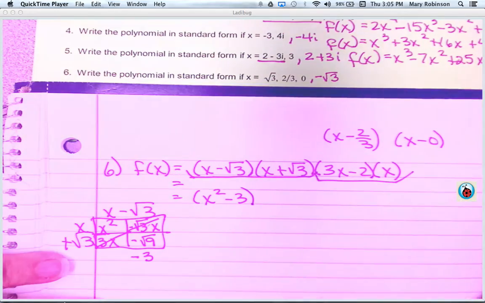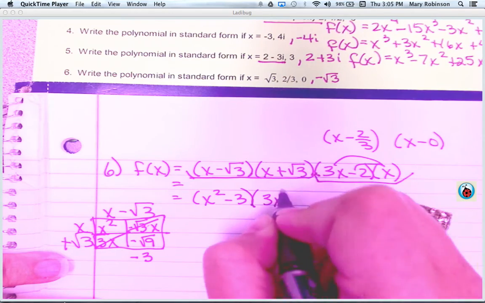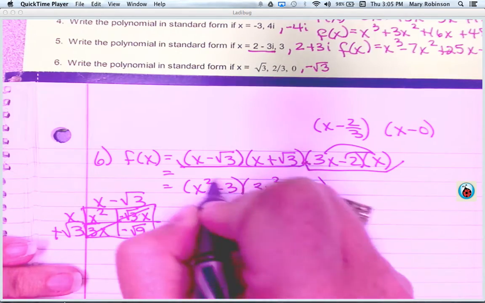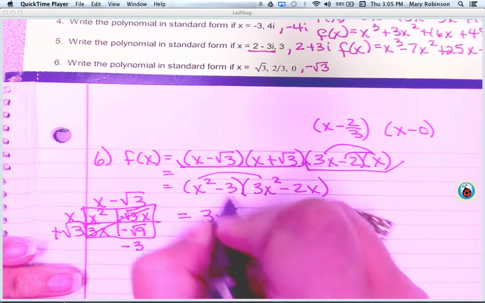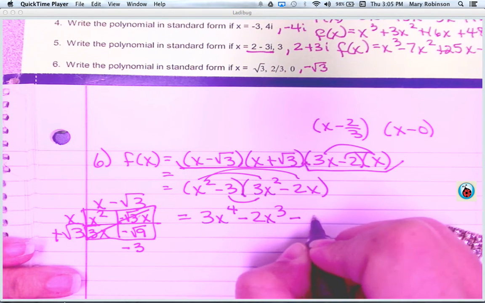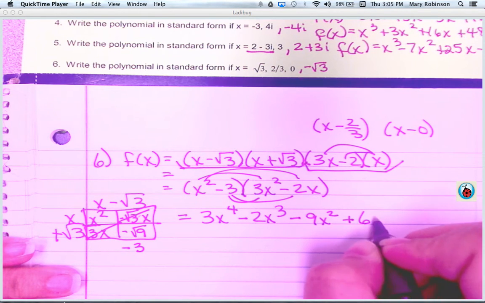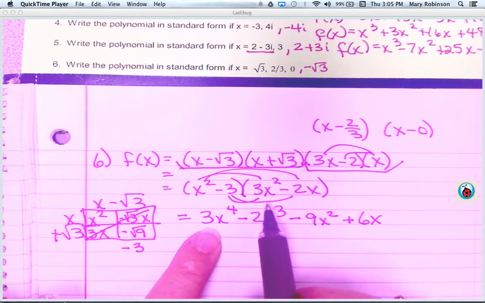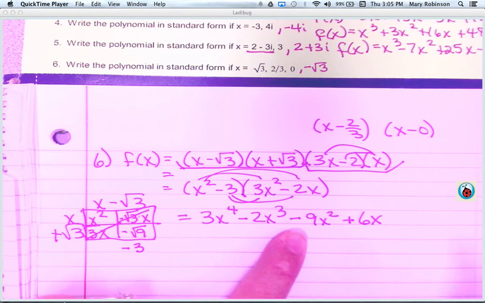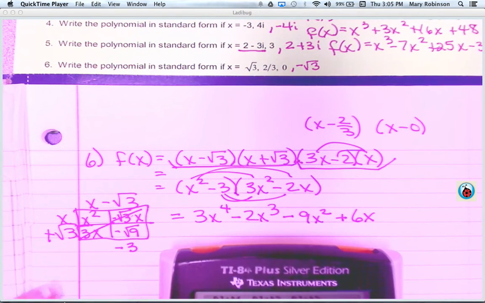Now when I multiply these two terms, I just need to distribute the x. So that would give me 3x squared minus 2x. You can do the box method if you prefer, or just distribute: 3x to the 4th minus 2x cubed minus 9x squared plus 6x. All right, so that should be my function. Let's go to y equals and check it.